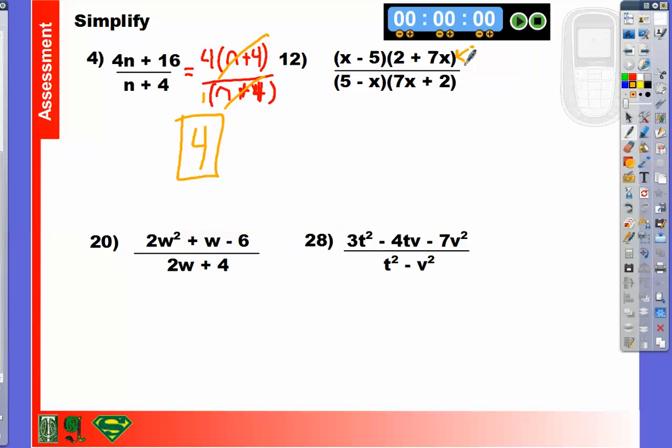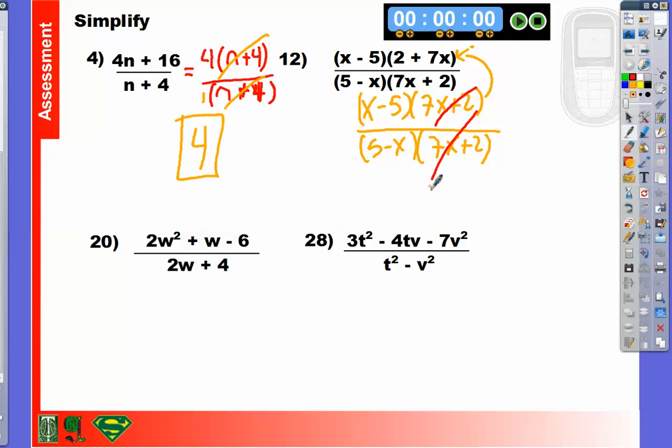Okay. So I'm going to rewrite my problem, x minus 5 times 7x plus 2. And we're agreeing that these are equivalent. And that's all over 5 minus x times 7x plus 2. And so can I cancel something out now? Yes. So if you got to this point, I would give you your 1 point. But there's more.